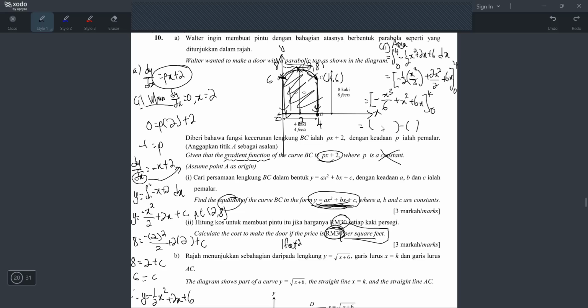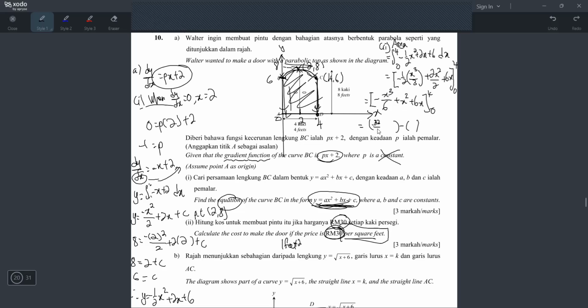This bracket is for you to substitute 4, and then the other bracket is for you to substitute 0. Okay, let's substitute 4. 4 power 3 is 64, right? Let's use the calculator. Yeah, 64, and then divide by 6, so 32 over 3. So you will end up with negative 32 over 3. Just write it down.